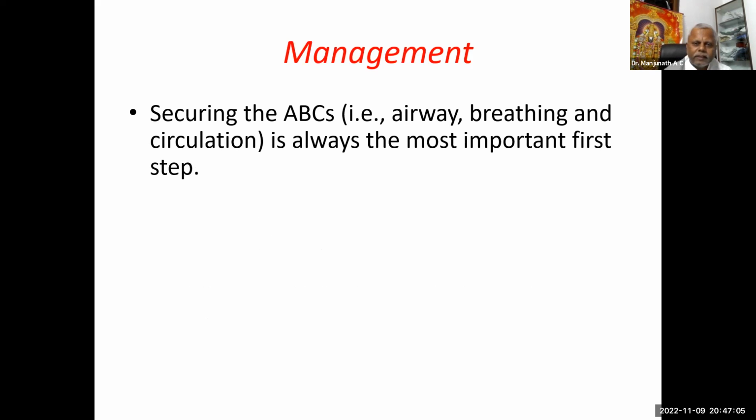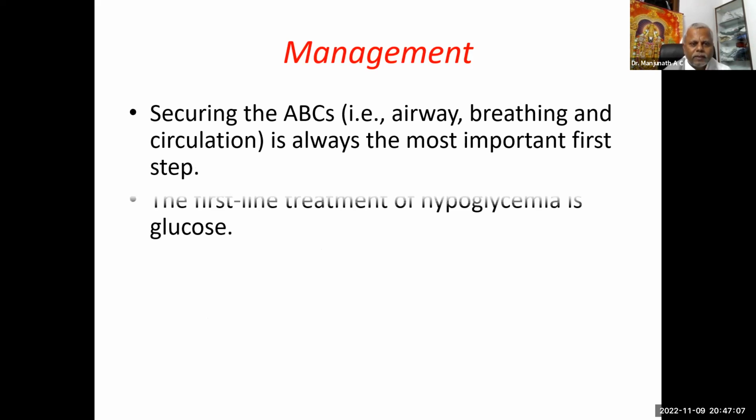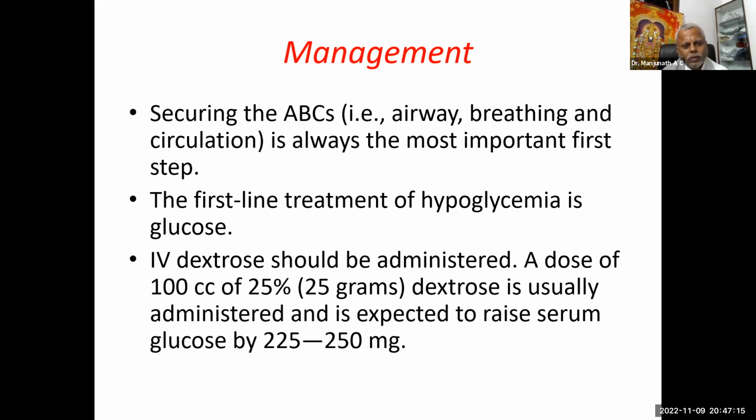The management: in case of any altered level of sensorium or decreased level of consciousness, securing airway, breathing, and circulation is always the first step. The treatment of hypoglycemia is glucose. Usually IV glucose, 25% 100 cc, is administered and expected to raise the serum glucose by 225 to 250 milligrams.